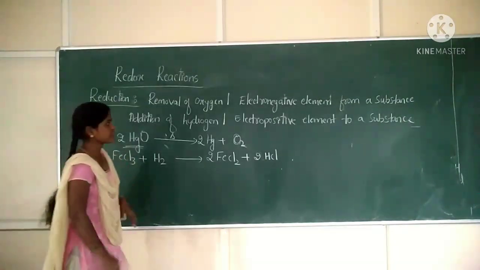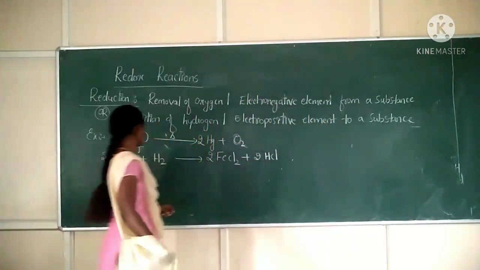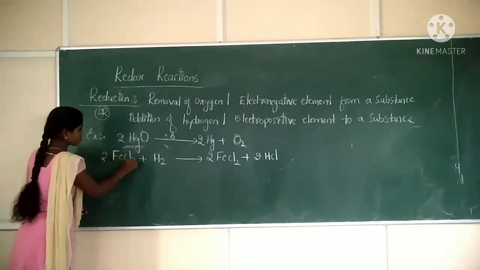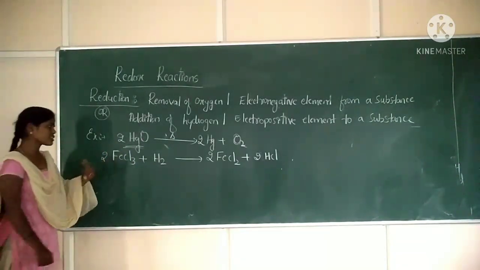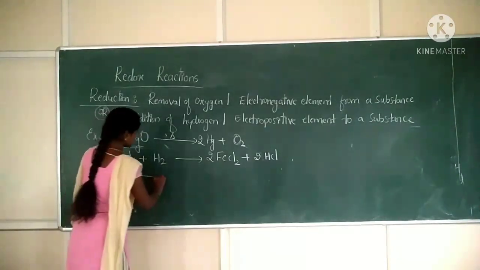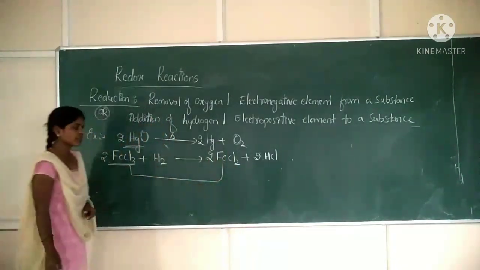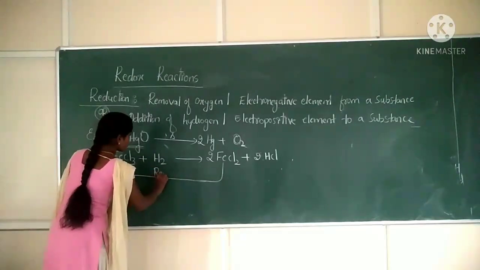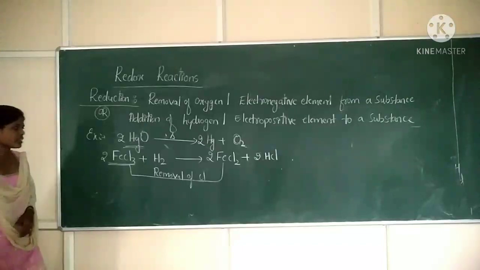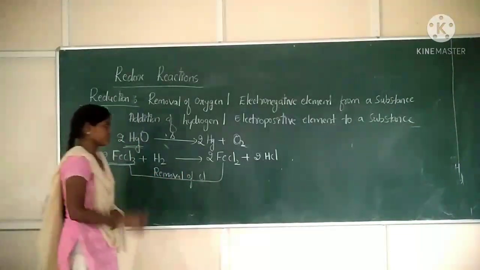Now what is the second definition of reduction? Removal of electronegative element from a substance. Now between iron and chlorine, which is more electronegative? Chlorine is more electronegative. Now in the substance, how many Cl are there? 3 Cl are there. Now at the product side, how many Cl are there? 2 Cl are there. So what happened here? Removal of chlorine has taken place. So this is the second definition.